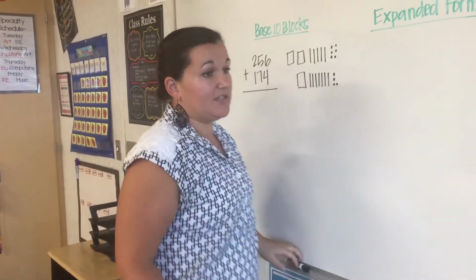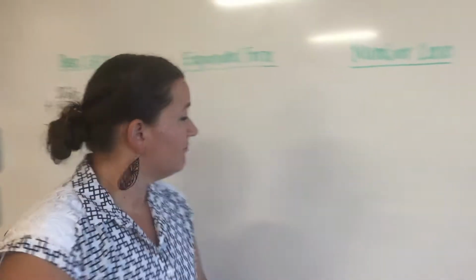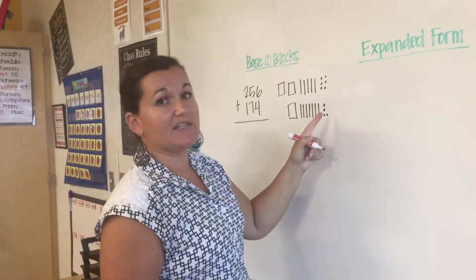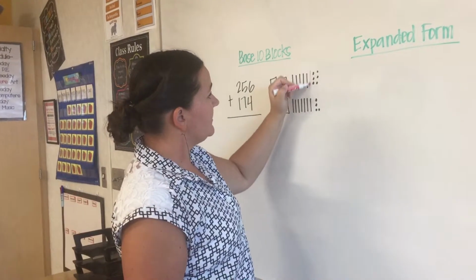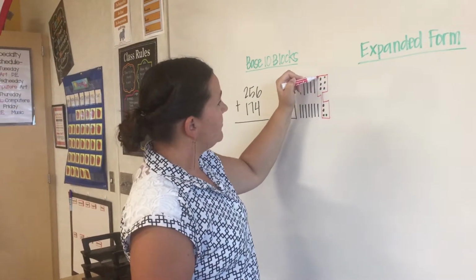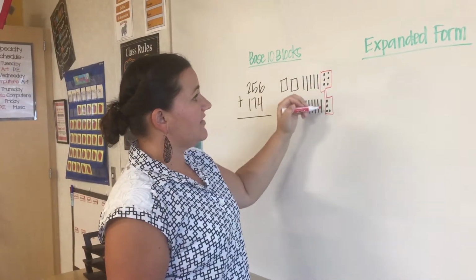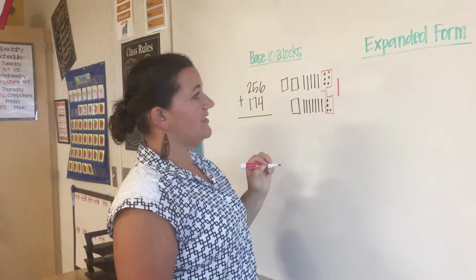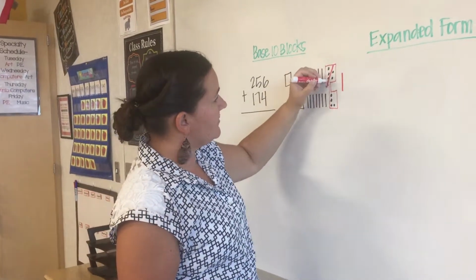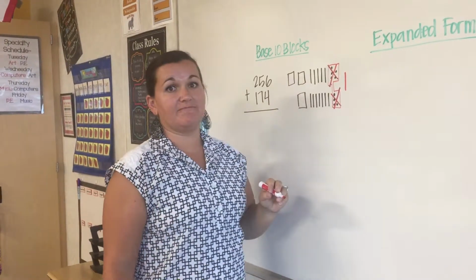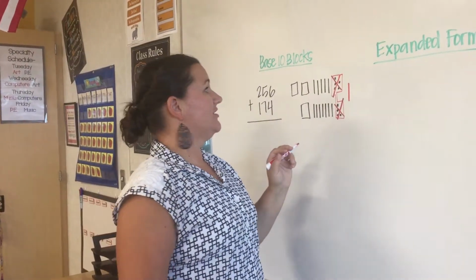Now I'm going to put these all together. I'm going to start in my ones column, so I'm going to start with my ones blocks here. I have 6, 7, 8, 9, 10. Guess what, guys? That right there can be switched to 10. So I'm going to get rid of these. I'm going to regroup my ones to a 10 right there. What? I know, so crazy.